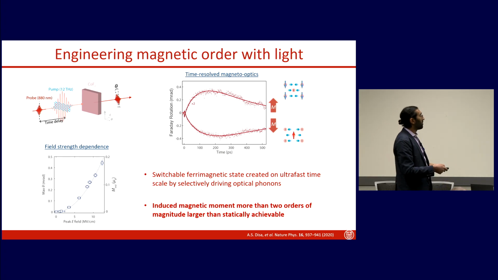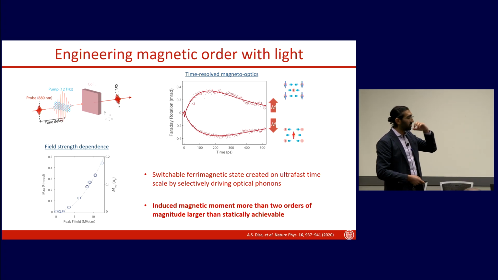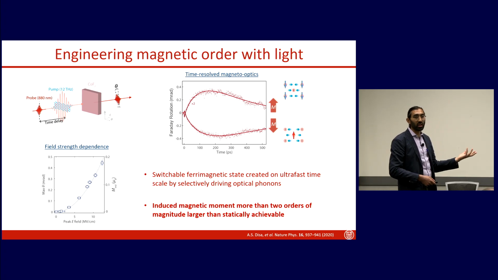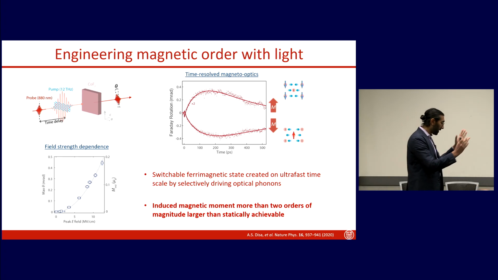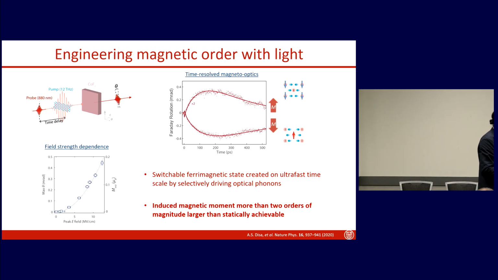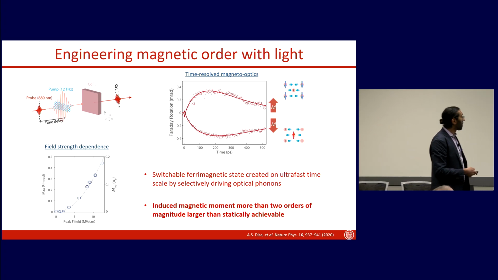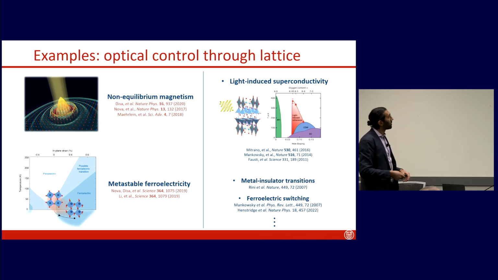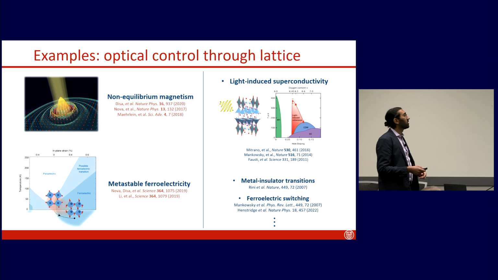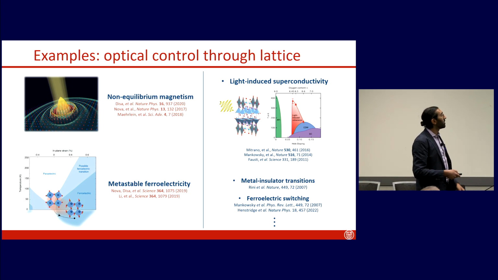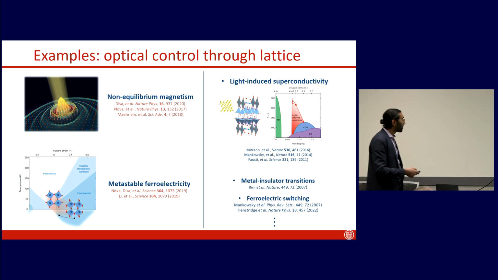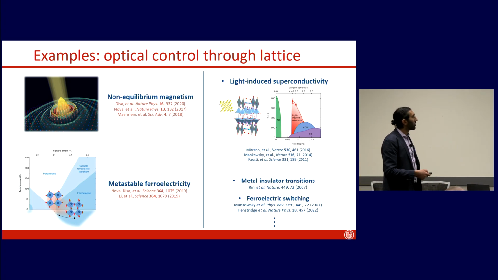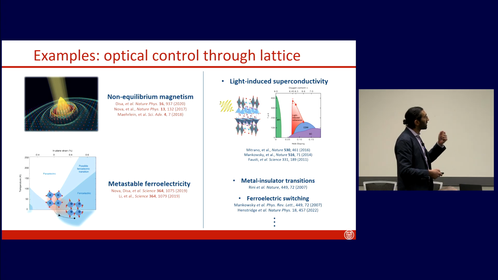So this is something that demonstrates that this approach of dynamically driving the crystal lattice really gives you something that you cannot necessarily achieve in equilibrium, and you can do this by optically driving phonons. Okay, so this is just one example. I'm sure you're all familiar with the fact that there are many, many other examples of using this so-called nonlinear phononics to manipulate different electronic and magnetic phases. You can manipulate magnetism. We showed that you can create a metastable ferroelectric state in this way. And of course, there are many examples of light-induced superconducting states.